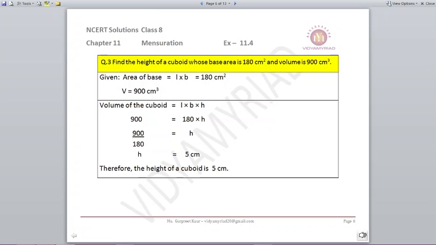That means I can easily find out the height by putting length into breadth as 180 into the formula of volume of a cuboid. Which means volume of cuboid is equal to length into breadth into height. It is given to us as 900, which is equal to length into breadth, which is 180, we know that, into height. So height comes out to be 5 centimeters.